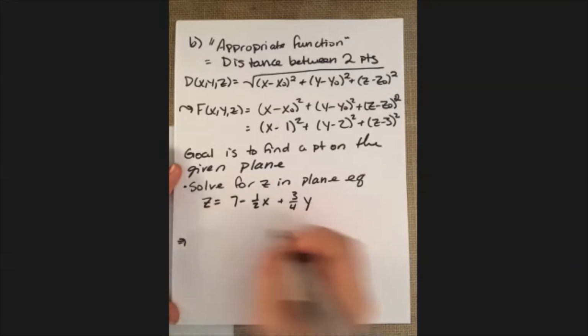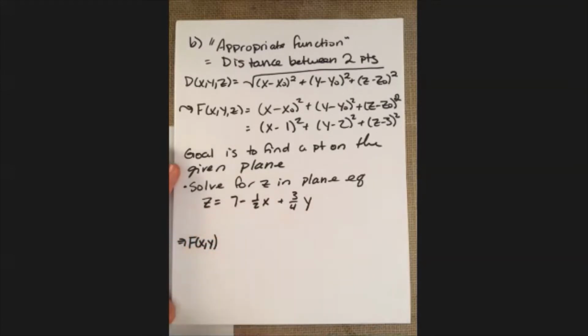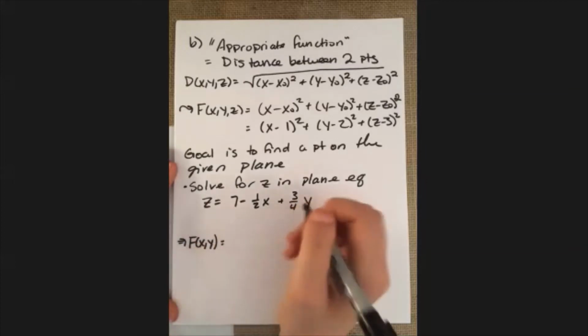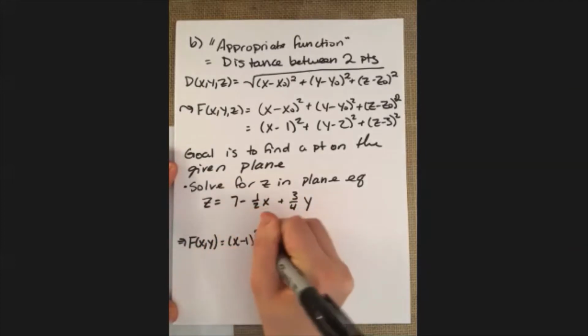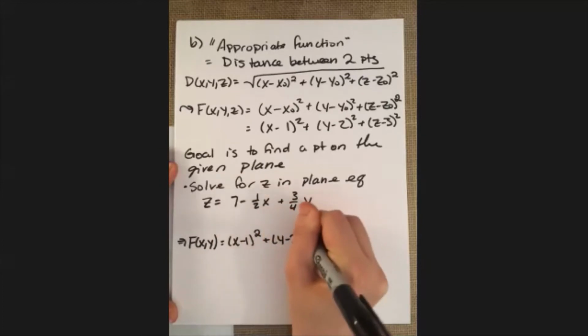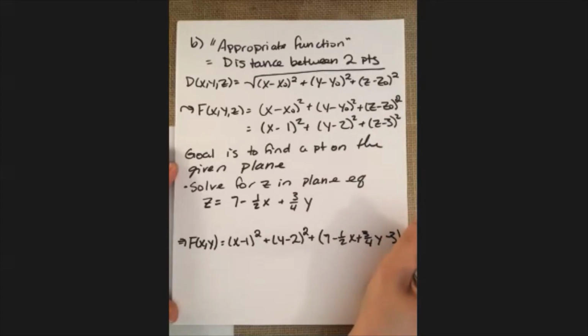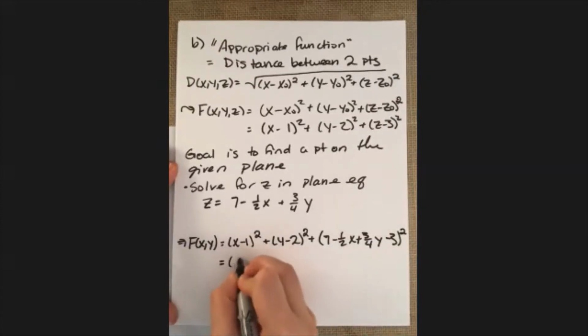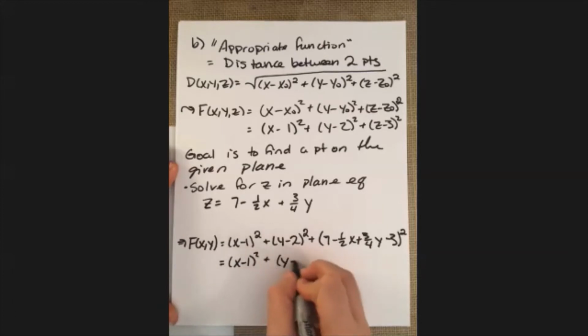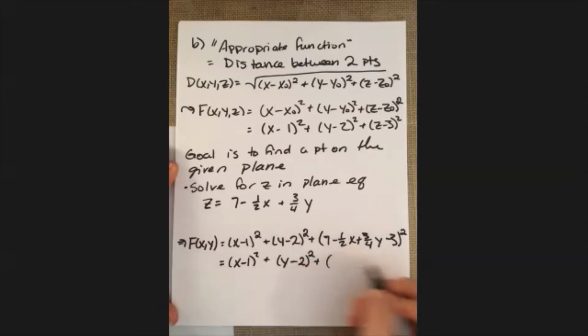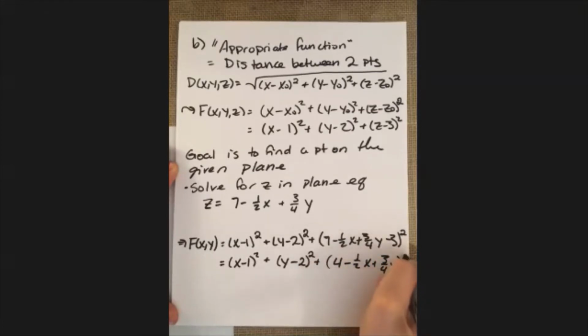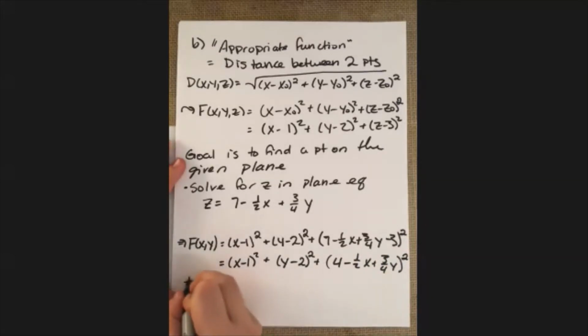So the function that we are going to be minimizing, which I'm just going to go ahead and write as a function of x and y because that's all that's going to be in it. So I have x minus 1 squared plus y minus 2 squared plus, and then this whole thing right here, and then minus 3 squared. I guess I can simplify that a little bit. Squared. Okay, great. So this is actually what we're going to wind up minimizing.